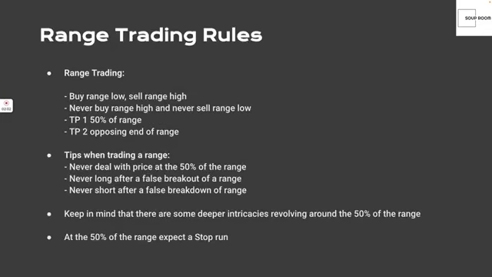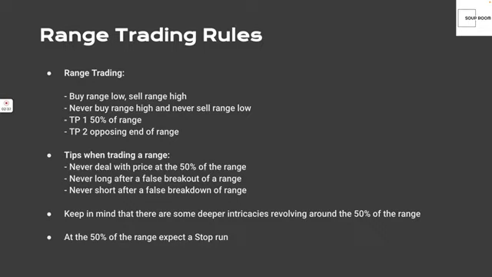Here are some range trading rules to keep in mind. I will repeat this: buy the range low and sell the range high. You do not buy a range high or sell a range low. Never buy the range high and never sell the range low. TP1 is always going to be 50% or the equilibrium of a range, and TP2 will always be the opposing end of a range.